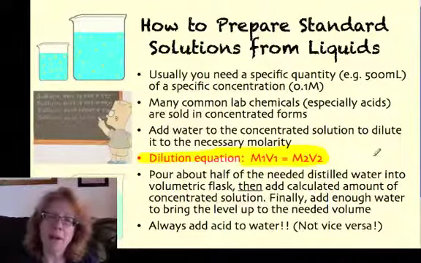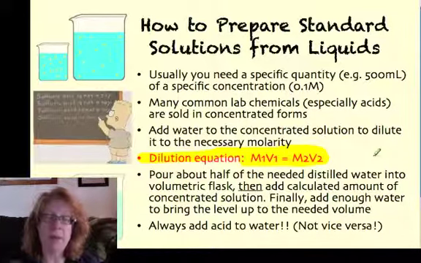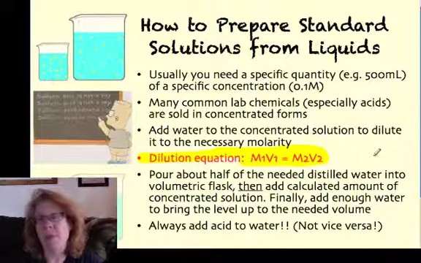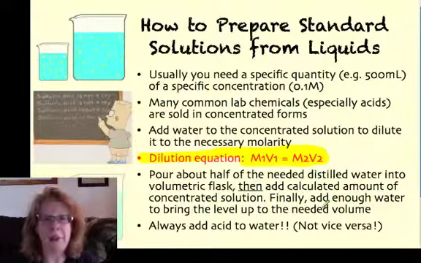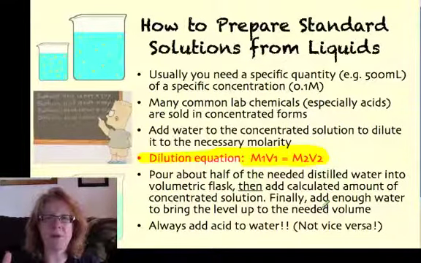M1V1, the molarity of the first solution times the volume of the first solution, has to equal the molarity of the second solution times the volume of the second solution. So again, a fairly simple little formula. I'll explain how that works in the next slide a little bit. But what you would do is pour about half of your distilled water into the volumetric flask. Then you would add your concentrated solution, and I'll explain why in the next bit. And then you're going to bring the water level up, just like in the other one, up to that needed volume.